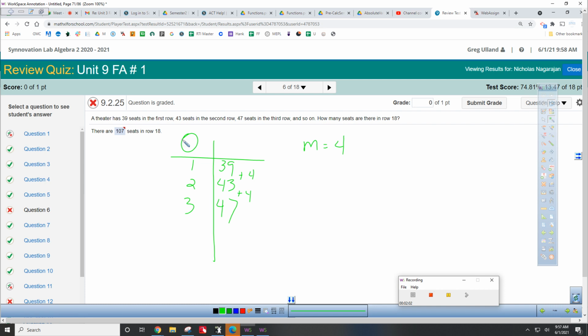We're going to work backwards. So our y-intercept will be 35. So the equation will be y equals 4x plus 35. So we're going to find out row 18, we put in an 18 for x. And that's how you come up with 107. Okay?